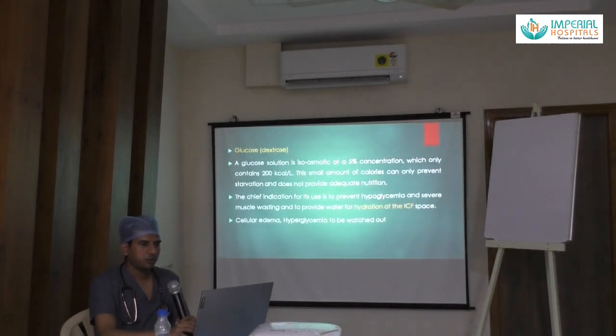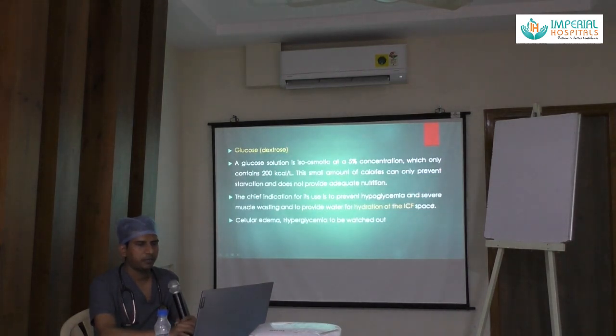Coming to dextrose solutions, the glucose solution is isotonic at 5% concentration, which only contains 200 kilocalories per liter. So it should not be given as a daily nutritional requirement. It only prevents starvation and does not provide adequate nutrition. So the chief indication for its use is to prevent hypoglycemia and severe muscle wasting and provide water for hydration in the intracellular fluid space.